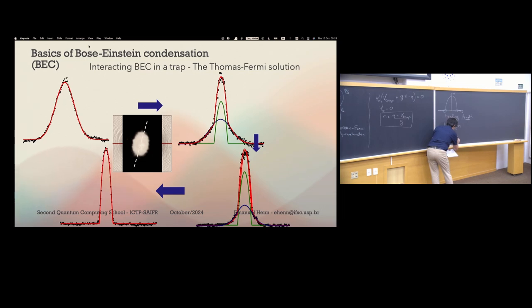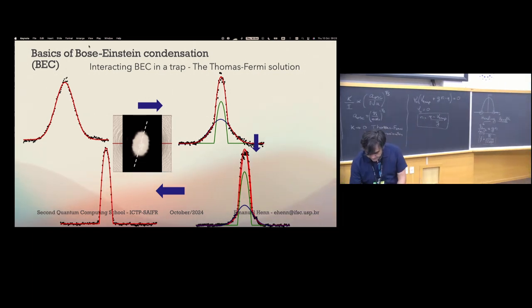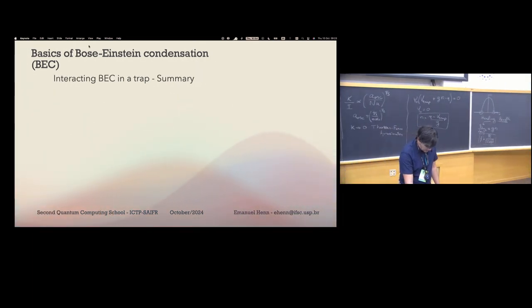2mg over n. I think it's all right. So typical density fluctuations on a BEC have this size. This is the message. Okay, very good. I think this brings me to the summary of this part.